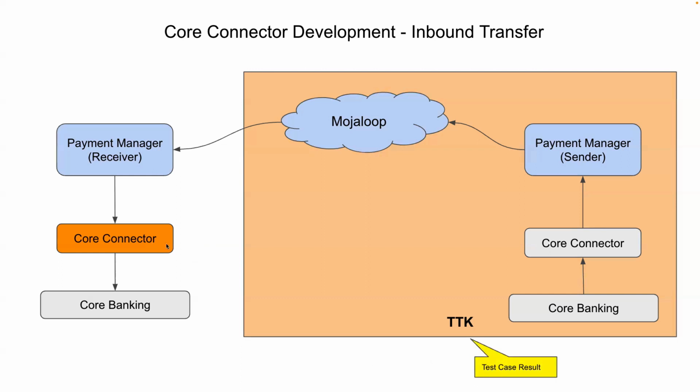If the core connector is properly developed for the API endpoints, for the payment manager API specification endpoints, then we should get the transfer success as a result. In this way, we can test the inbound functionality of the core connector and develop the same with the help of the payment manager and the testing toolkit.